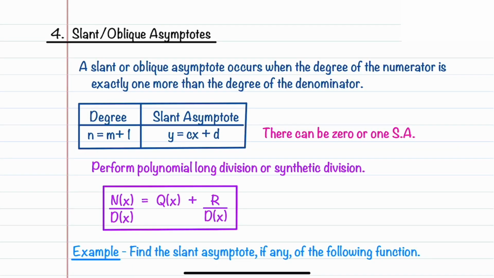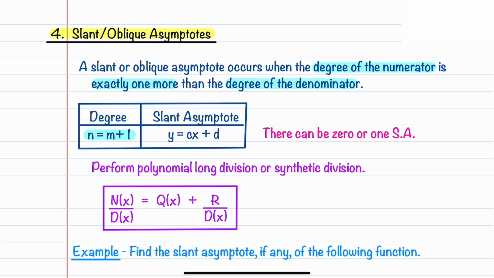In this video, I'm going to teach you all about slant asymptotes. A slant or an oblique asymptote occurs when the degree of the numerator is exactly one more than the degree of the denominator. Let's look down here at our chart. When we have a slant or an oblique asymptote, n is equal to m plus 1. That just means the degree of the numerator is one more than the degree of the denominator.